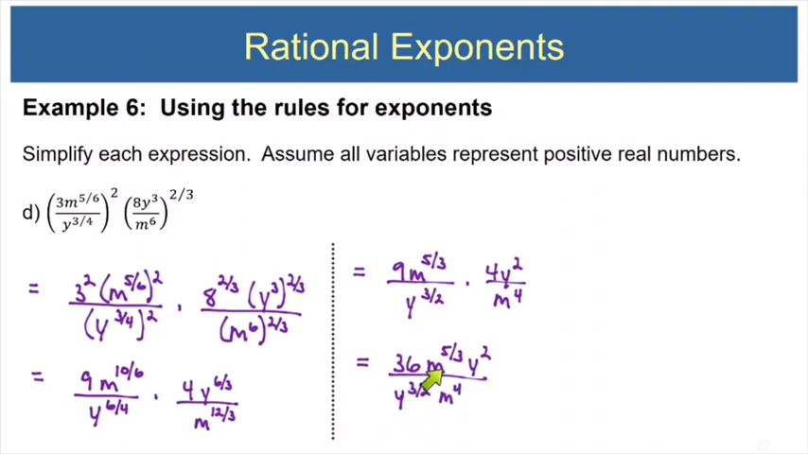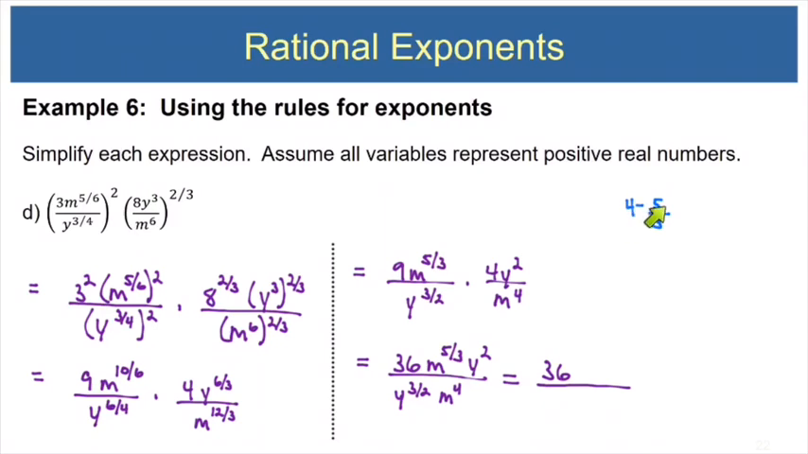So I've got 36 m to the 5/3 times y to the second, all over y to the 3/2 times m to the 4th. Notice that we have m's in both top and bottom, so we'll need to do some subtraction there. And also we have y's in both top and bottom, so we'll need to subtract those exponents. So now the 36 is going to stay, and I'm going to work with the m's first. Notice that the number 4 is larger than 5/3. So when I subtract 4 minus 5/3, the leftover powers of m are going to go in the denominator.